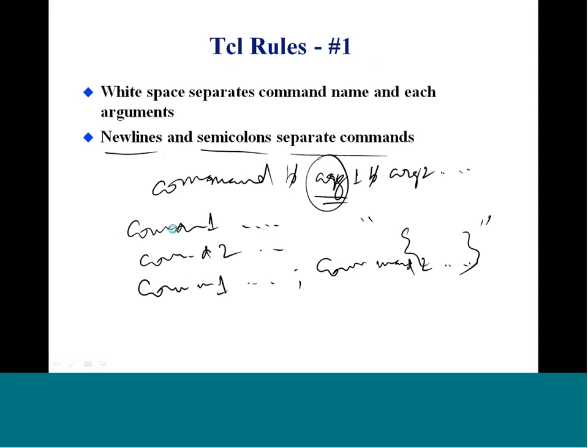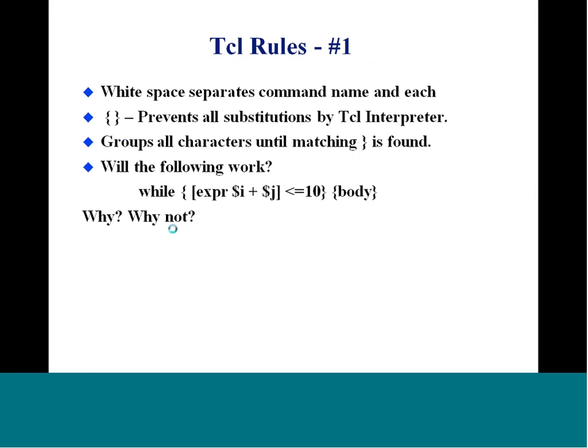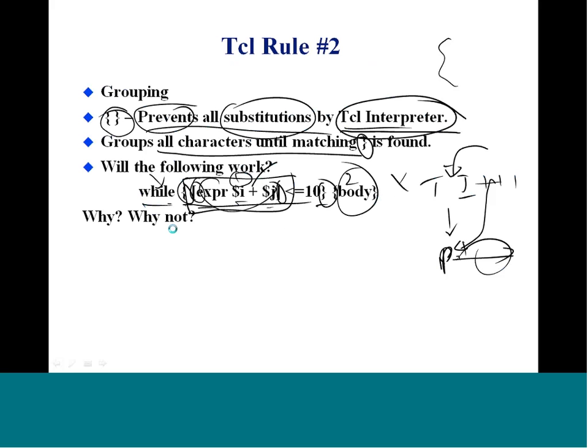And then finally we also saw the six rules for effective Tcl coding. Rule number 1 is to understand the concept of white space, which separates the command name and all the arguments, and the newlines and semicolons separate commands. This is a very simple one, just understand this. Rule number 2 is grouping, essentially the curly braces, which prevent all the substitutions by the Tcl interpreter.